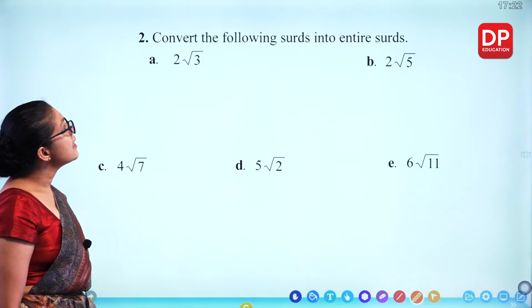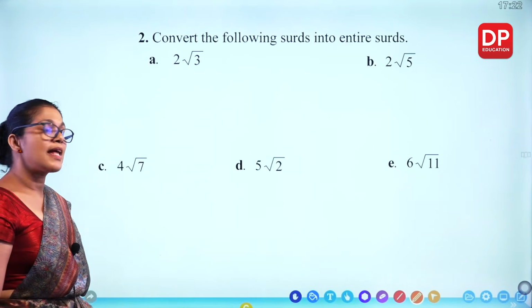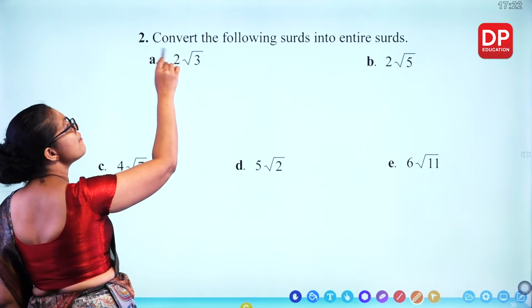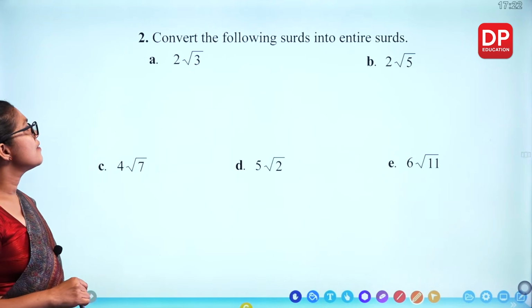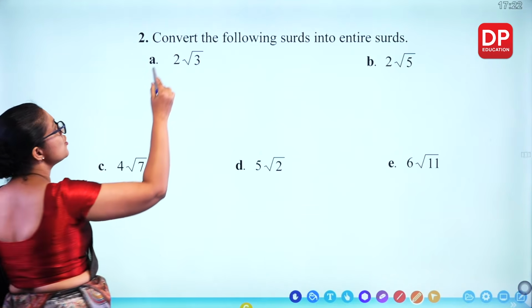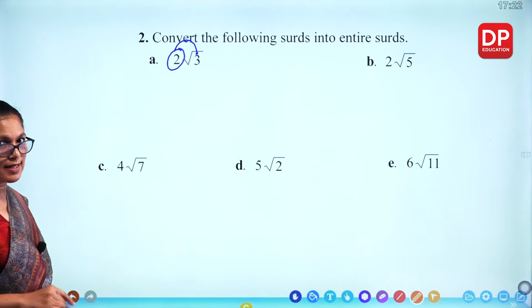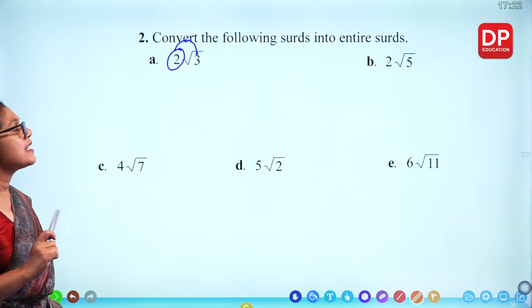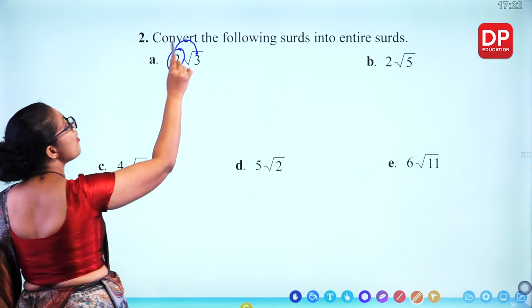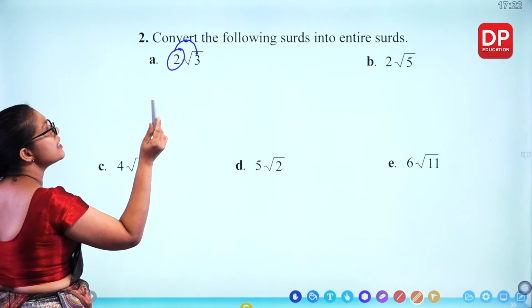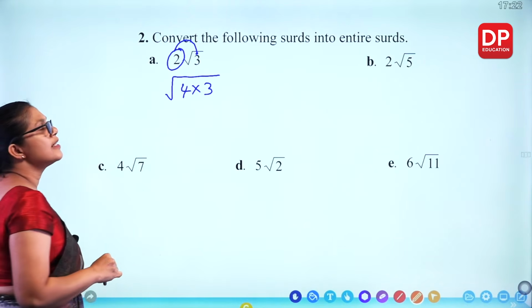Now we'll see the second question. It says convert the following surds into entire surds. That means when there's a number in front, you have to take that one inside the surd value. So how can we do that? So here I'm trying to take this 2 inside. When you are taking the number inside, you have to take the square term. So what's the square term of 2? 2 squared is 4. So you can write this one as 4 times 3.